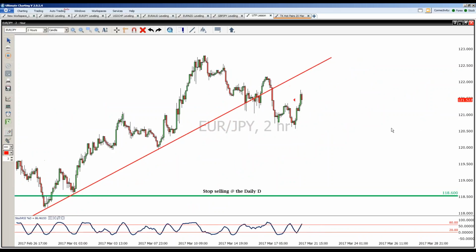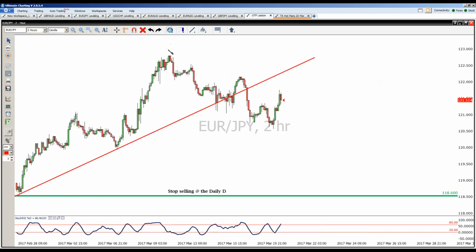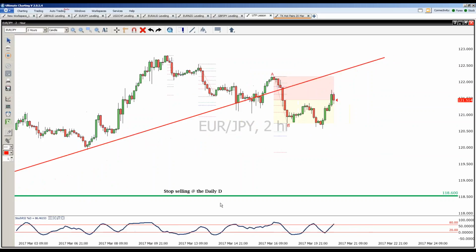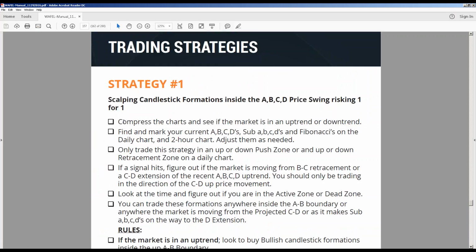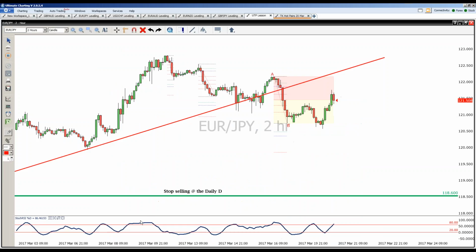And let's have a look at the most recent down AB boundary on the 2-hour, because the manual says compress the charts to see if the market's in an uptrend or a downtrend. That we did. Then find and mark your ABCDs on the daily and the 2-hour. We already did that on the daily. Now I'm going to do this on the 2-hour.